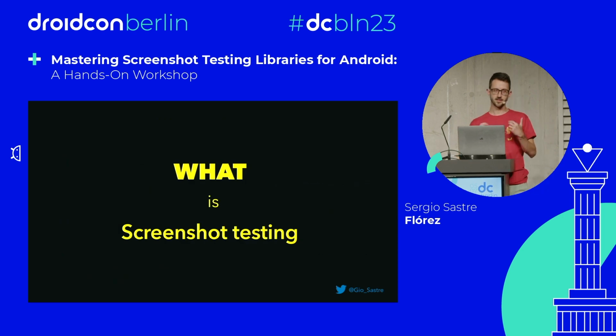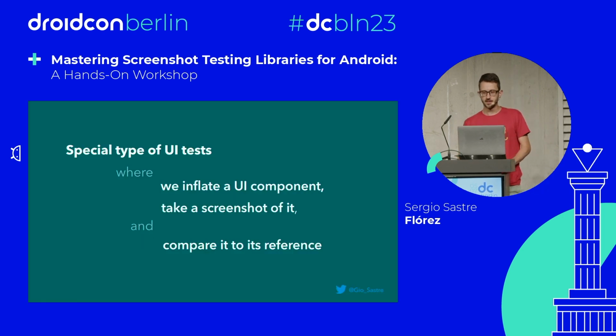So what is screenshot testing? This is a special type of UI test in which you inflate a view or a composable, you take a screenshot of it, and then you compare it to another one that is considered your source of truth. And this comparison happens pixel by pixel.